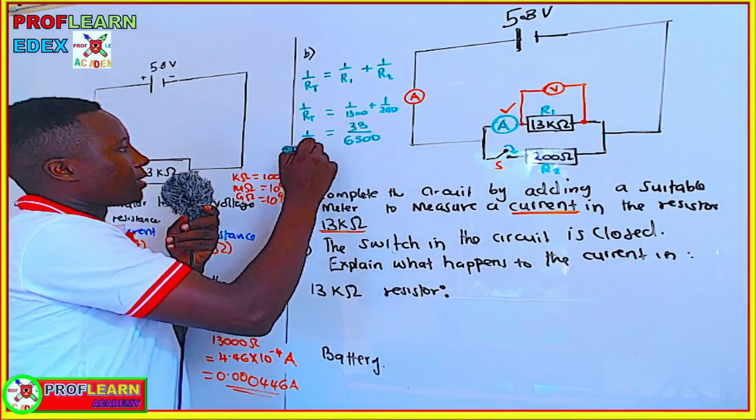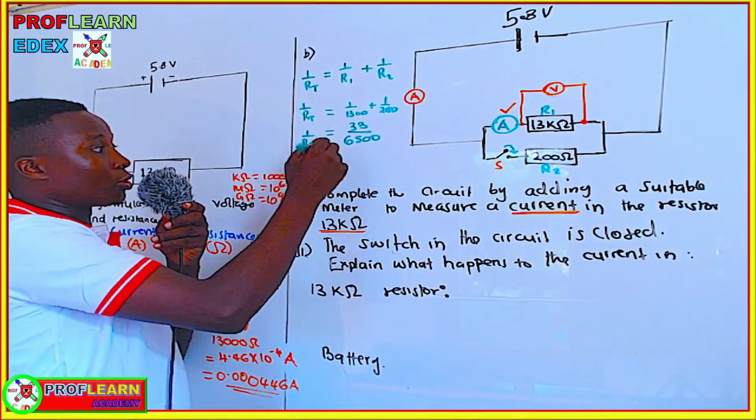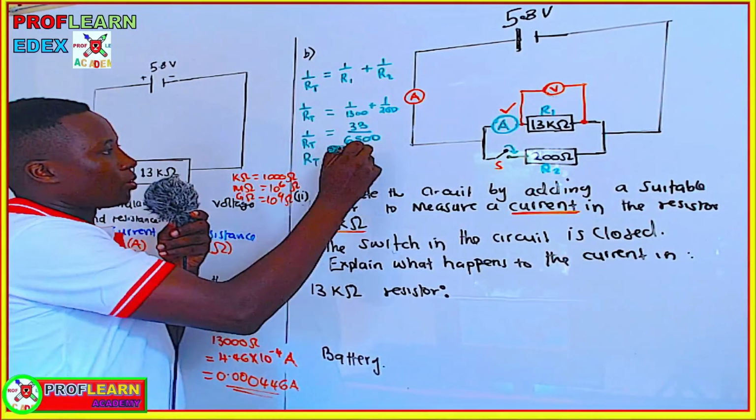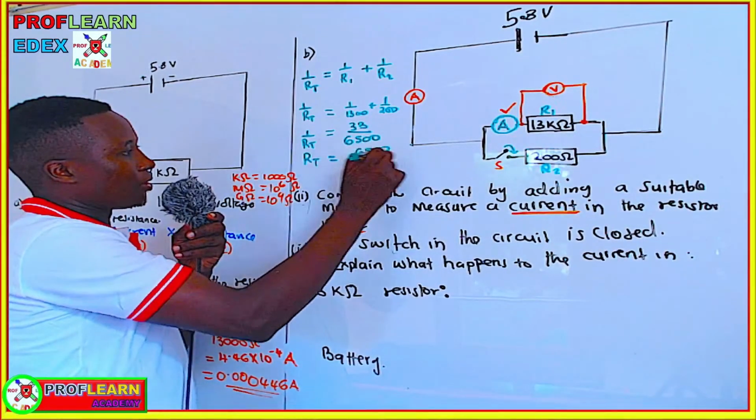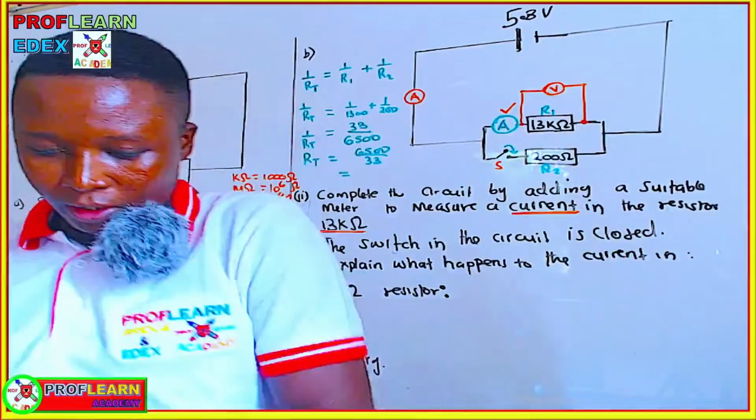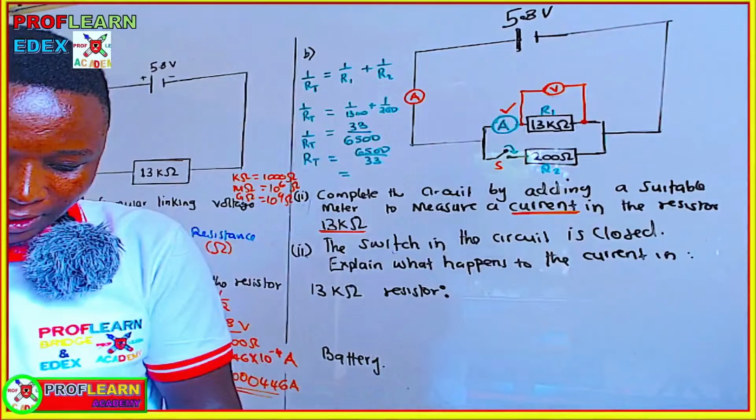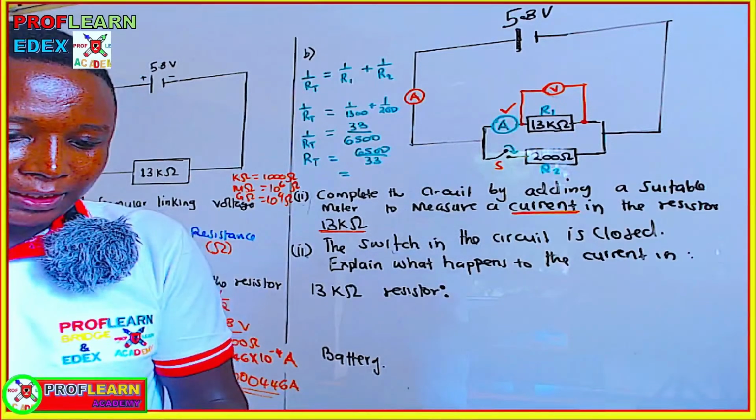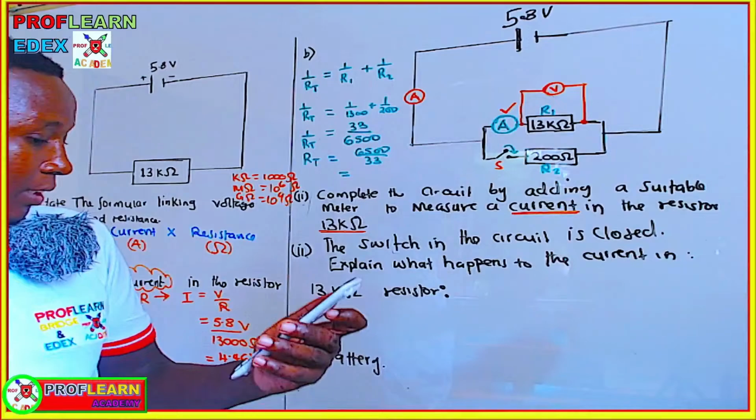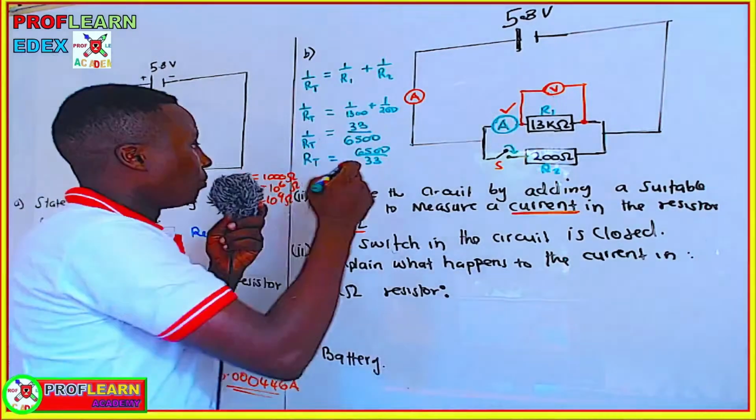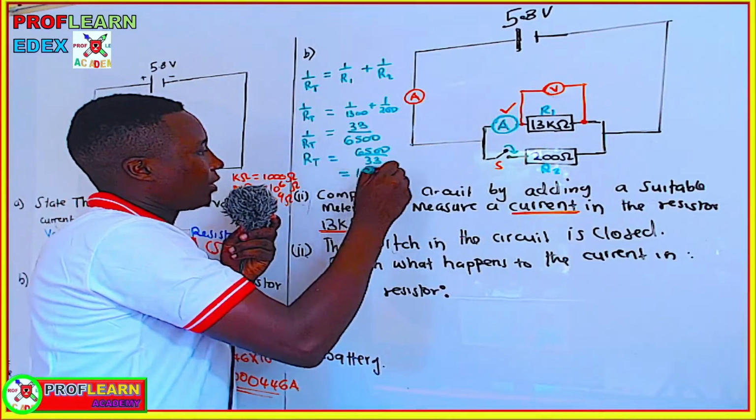If we want to find R total, we need to find the reciprocal of the two. This is R total equals 6,500 over 33. If we work it out, I find the reciprocal of this is giving me 6,500 over 33. In decimal, that is 197 ohms.